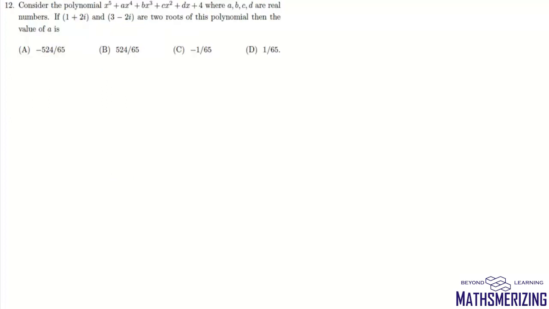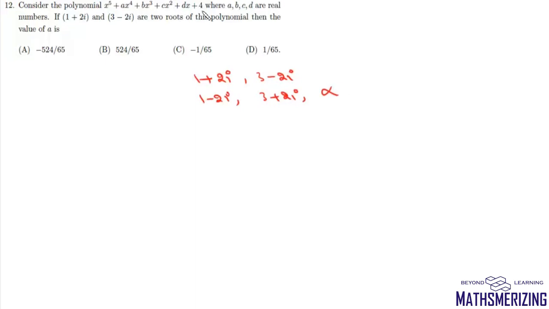Now question number 12 is: consider a polynomial x to the power 5 plus a x to the power 4 plus b x cube plus c x square plus d x plus 4, where a, b, c, d are real numbers. If 1 plus 2i and 3 minus 2i are two roots of this polynomial, then we need to find the value of a. Now since a, b, c, d are all real, we know that imaginary roots occur in conjugate pairs. So the other two roots will be 1 minus 2i and 3 plus 2i, and let the real root be alpha.